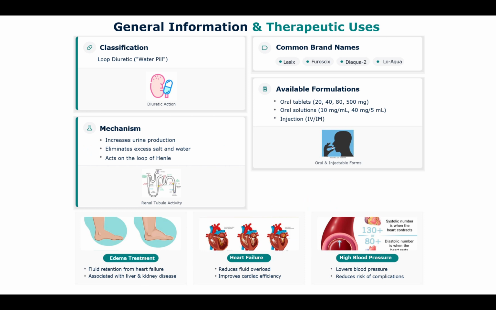Firstly, it's a cornerstone in treating edema, which is the medical term for fluid retention. This includes edema associated with conditions like congestive heart failure, where the heart isn't pumping effectively, liver disease such as cirrhosis with ascites, where fluid accumulates in the abdomen, and various kidney diseases, including nephrotic syndrome.